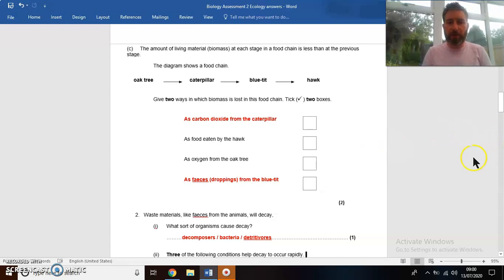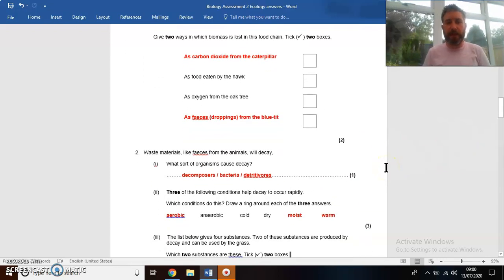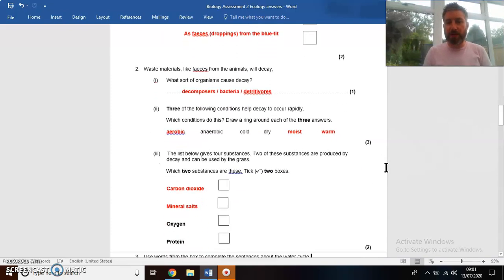Right, waste materials like feces will decay. The organisms that do that, I would have accepted anything really from the combination of decomposers, bacteria, detritivores. Somebody gave an example of fungus. They're all decomposers. Okay, so they're part of that recycling cycle we looked at as part of the carbon cycle. Then we got to this question which you all did really well at, so fantastic.